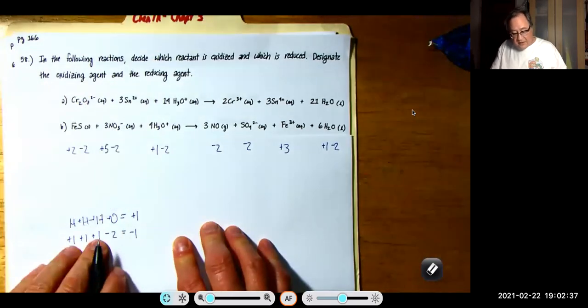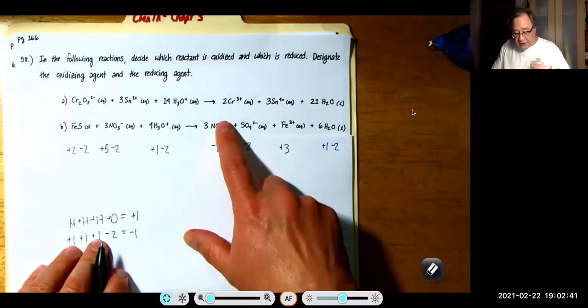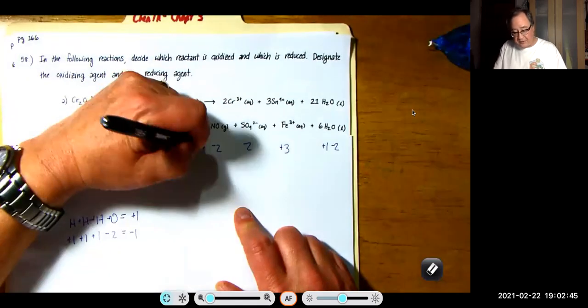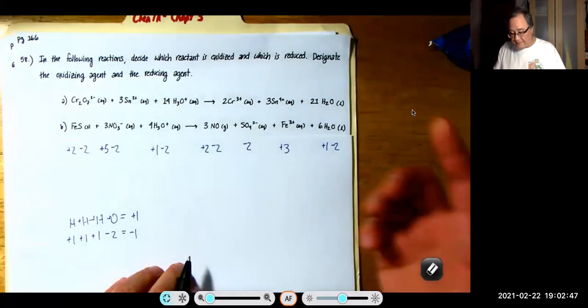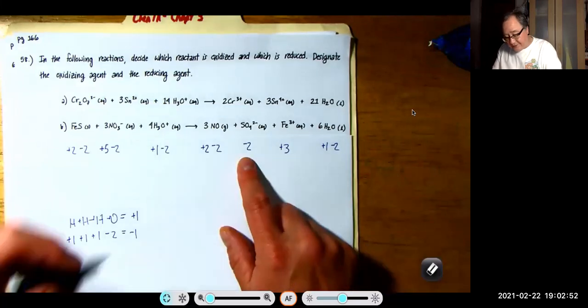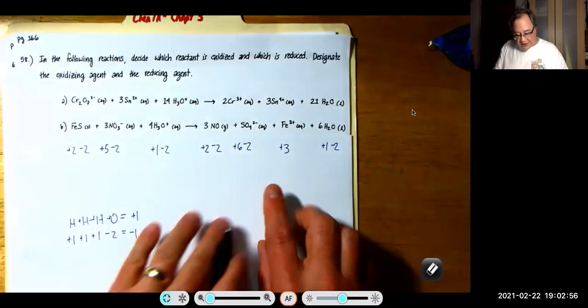Here, when you have 1 nitrogen and 1 oxygen and it has to add up to 0 charge, it's pretty obvious that the nitrogen has to be +2. +2 and -2 is 0. This sulfur is going to have to be a +6. And now we've assigned all the oxidation numbers.